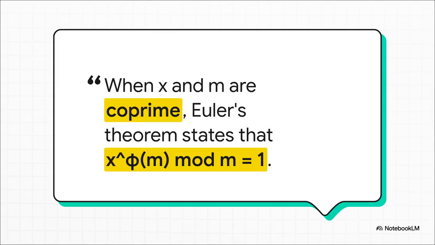And that brings us to Euler's theorem. This thing is an absolute game changer. It says that if you take a number a and raise it to the power of phi of m, the result modulo m is always 1, as long as a and m are co-prime. This is the secret weapon for taming massive exponents in modular arithmetic.